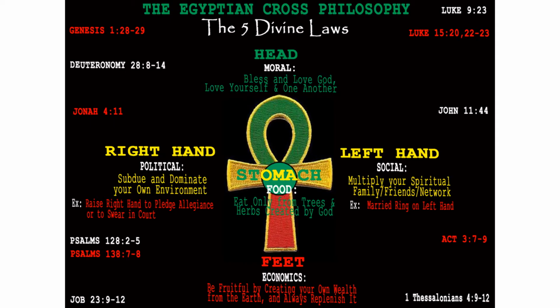In our last message, we touched on this particular example of the cross philosophy being represented by the Ankh in Egyptian times. The top portion is the head, the lower portion of the Ankh is the feet. Then they have the left side, which is the left hand, the right side, the right hand, and right in the center that connects the whole thing is your stomach, which governs your food, what you put in your body.